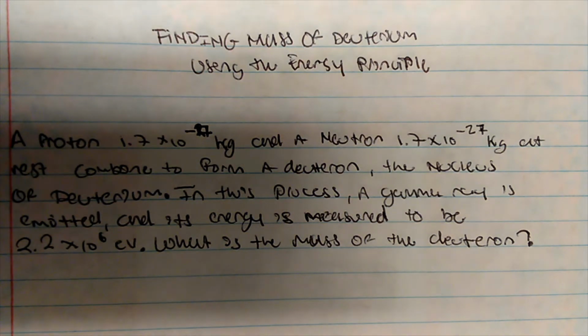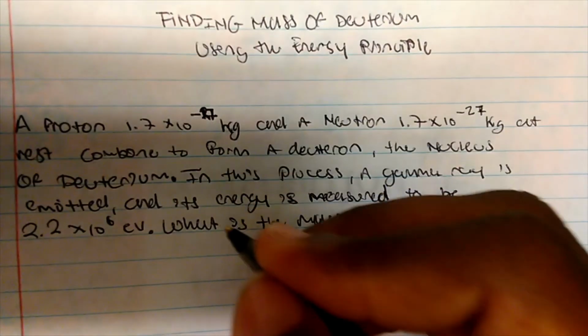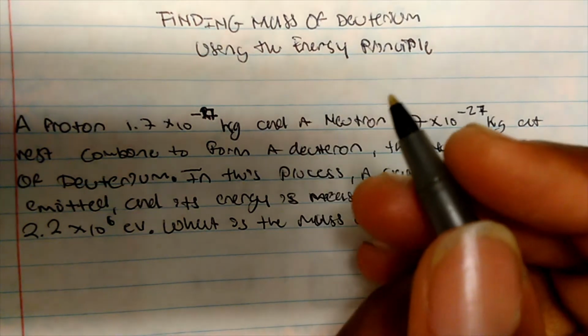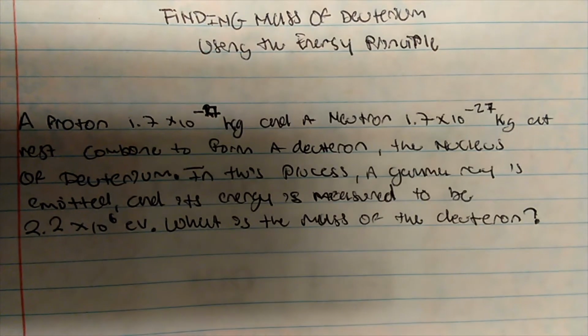They both combine to form a deuteron, the nucleus of a deuterium, okay? And in the process a gamma ray is emitted. Its energy is measured to be 2.2 times 10 to the 6 eV. What is the mass of the deuteron? Well, if I'm looking at this problem, I'm going to use my energy principle.